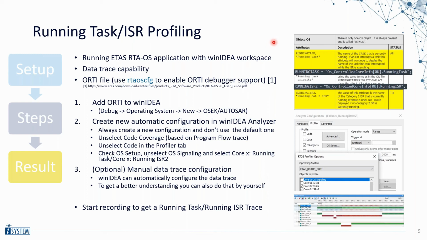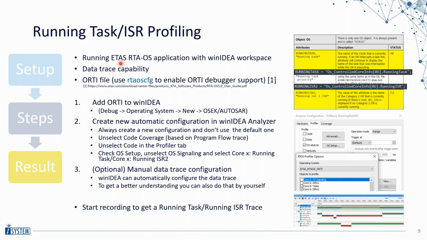So the idea of running task, running ISR profiling is to get the information about, as the name says, the currently running task and the currently running ISR. In order to do that, first we need a running, working ETAS RTA-OS application that we want to analyze. And ideally, we already have a WinIDEA workspace that we use to download, run and debug that application. So that's the first requirement, rather obvious.